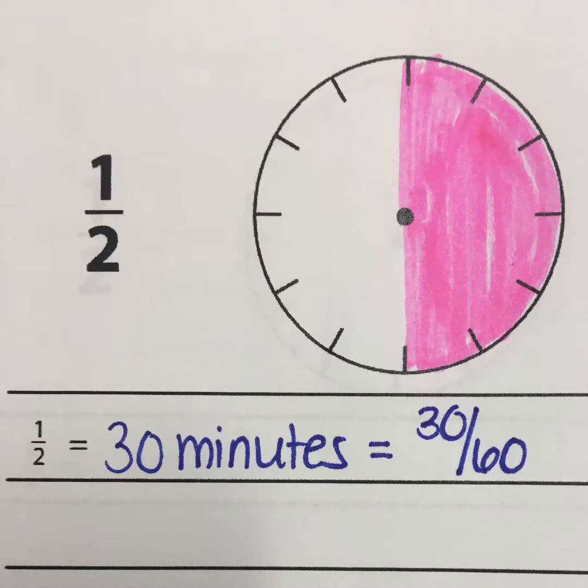What fraction is that? Well, as you can see, it's 30/60ths because it's 30 minutes out of 60 total. How else could we write this? Is this the only way to write 1/2 as 30/60ths? Is there any other way you can look at the clock? Take a minute to think about it.